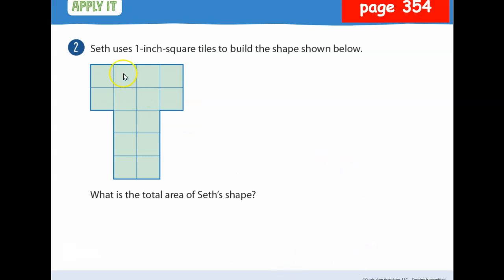Now, for number 2, it says Seth uses 1-inch square tiles to build the shape shown below. What is the total area of Seth's shape? Since he used 1-inch square tiles, I can't just count all the squares, correct? But let's go ahead and break apart the shapes.